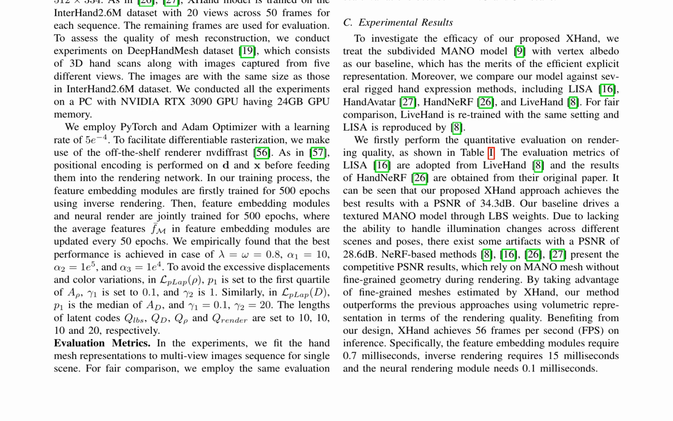The experimental results demonstrate that the proposed XHand approach achieves the best rendering quality, with a PSNR of 34.3 decibels, while maintaining real-time performance at 56 frames per second. The fine-grained mesh estimated by XHand outperforms previous approaches using volumetric representation. The feature embedding modules require 0.7 milliseconds, inverse rendering requires 15 milliseconds, and the neural rendering module needs 0.1 milliseconds. The evaluation of mesh reconstruction quality on the DeepHandMesh dataset shows that XHand achieves the lowest average P2S distance, indicating improved accuracy in reconstructing the hand mesh.